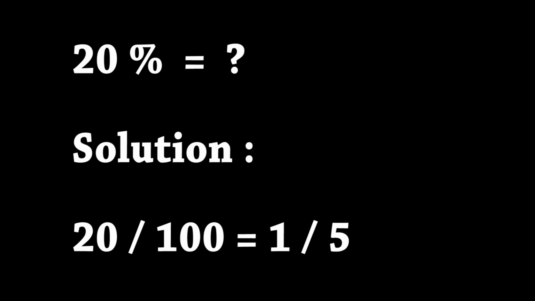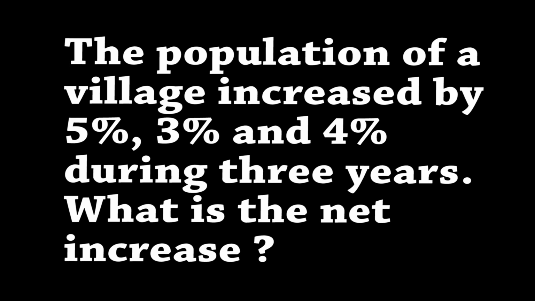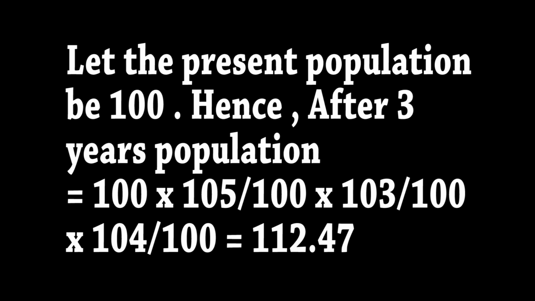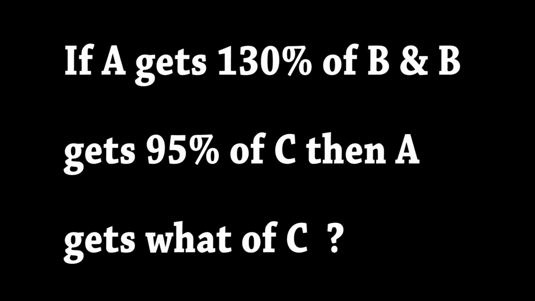Next question. The population of a village increased by 5%, 3% and 4% during 3 years. What is the net increase? Solution. Let the present population be 100. Hence, after 3 years population equals 100 multiplied by 105 upon 100 multiplied by 103 upon 100 multiplied by 104 upon 100 equals 112.47.